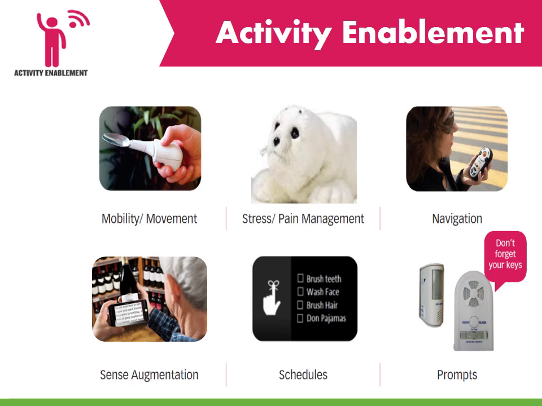Schedules list tasks which need to be completed. Prompts break tasks down into smaller, more manageable steps. They can also provide real-time feedback within an environment, such as a motion detector which signals a message like "don't forget your keys," or a smoke alarm which provides verbal direction to someone rather than an auditory alarm.